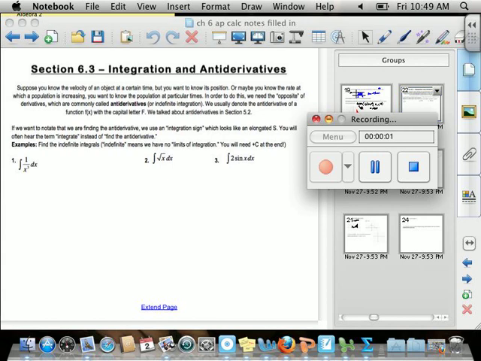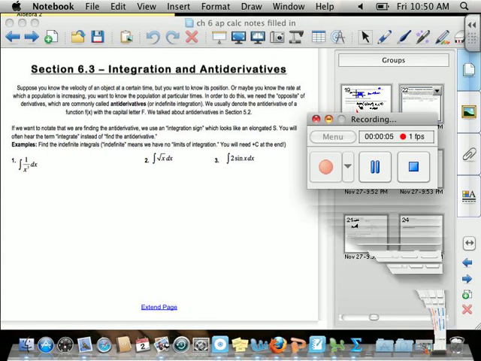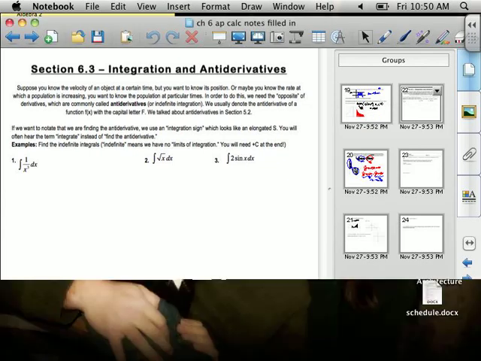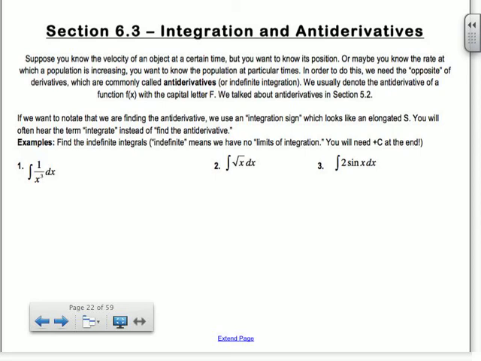Okay, so section 6.3 is on integration and antiderivatives. All right, we've already talked about antiderivatives a long time ago. Integration is just antiderivatives. But there's something called definite integration and indefinite integration. Okay, so a definite integral is going to be when you have numbers that you're going to plug in. And indefinite is where we have some kind of constant that we don't know.